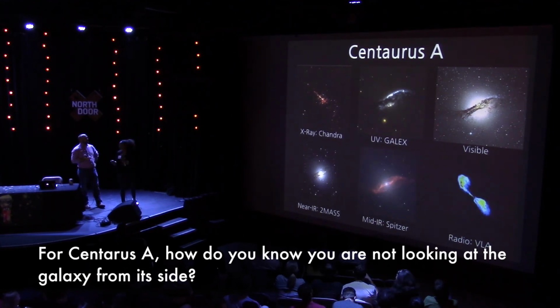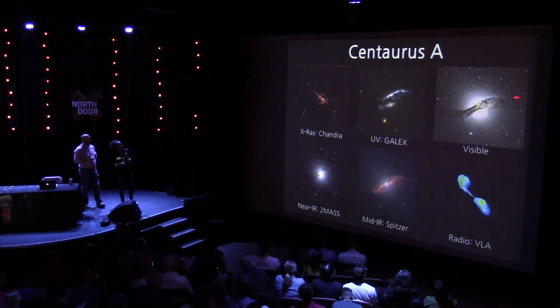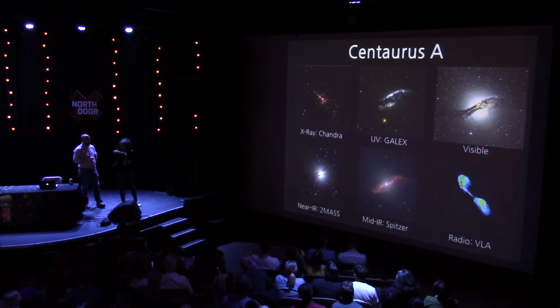Repeat the question. So for Centaurus A, how do you know you're not looking at it from the side? So like you're saying this is dust banded, but if you were looking down on it, then you could see more of the spiral structure of it, kind of.